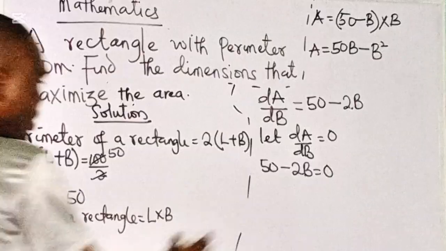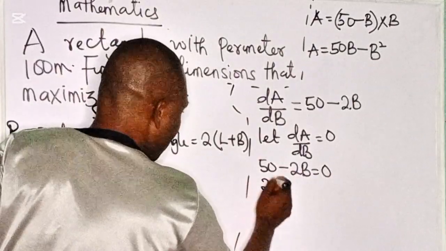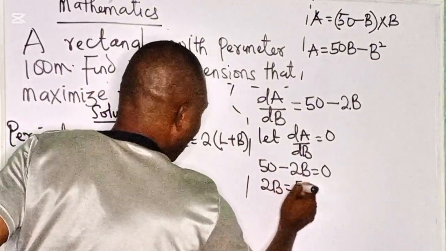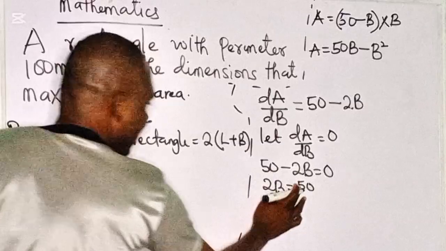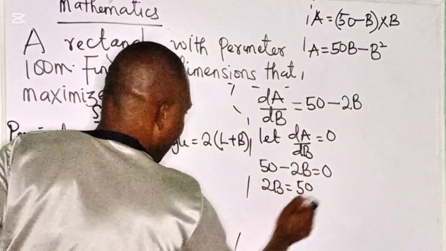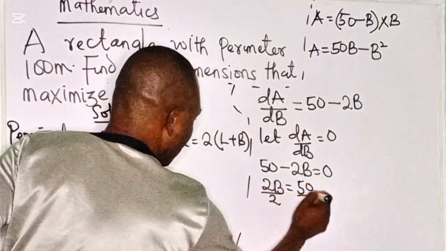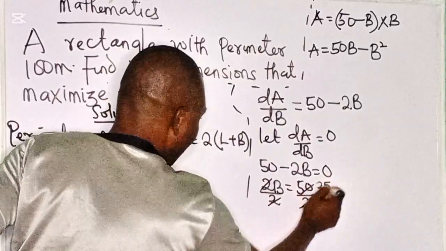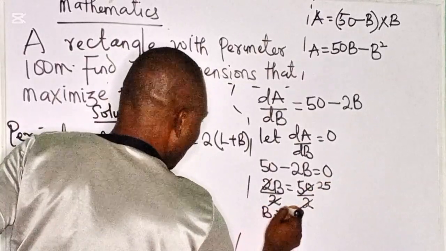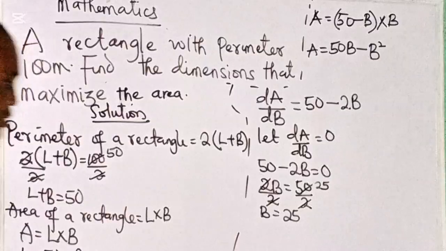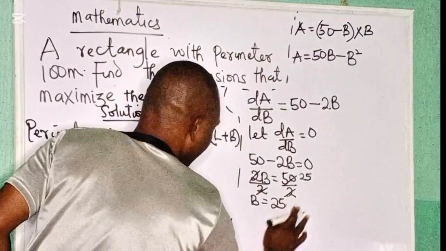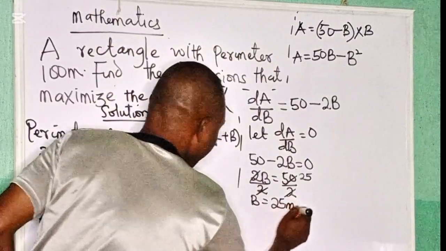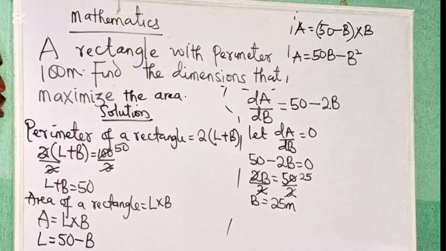Is that clear? So this comes here. My 2B now is equal to 50. Am I communicating? Now, divide both sides by 2. So 2 cancels 2. 2 in 50 is 25. So my breadth is equal to 25. So breadth, my B, is 25 meters.